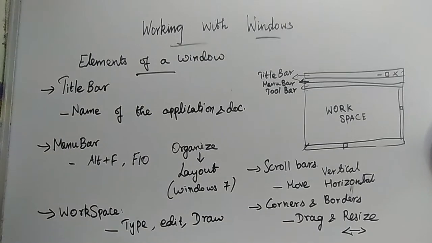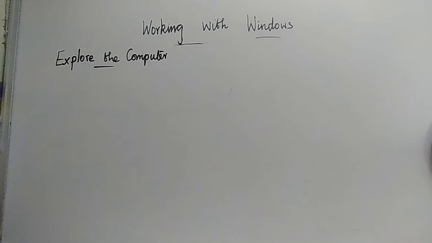Yes, students. Next we are going to discuss the next topic. It is explore your computer. So now we are going to see what your computer screen is going to have. First we finished the elements of a window, what is available in the menu and in the window. We discussed menu bar, toolbar, etc. We finished that. So now we are going to have the next topic, that is explore the computer.